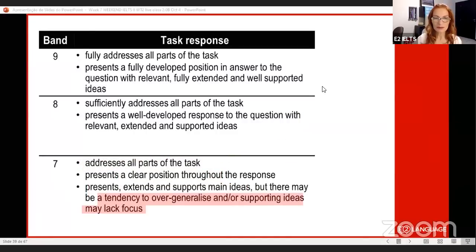Here we go. Be careful, tendency to overgeneralize. That means just listing the ideas and not really developing them. That's something that you will get a penalty for. Well, it has to be relevant to the question. Definitely your answer has to be relevant, because if not, you won't be able to address all parts of the task. That's why it's important to have the relevance.